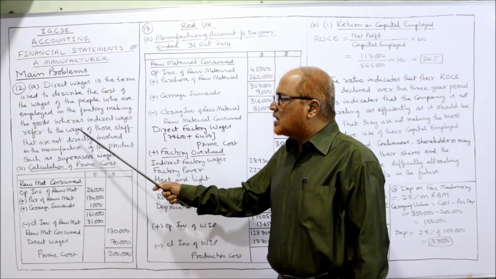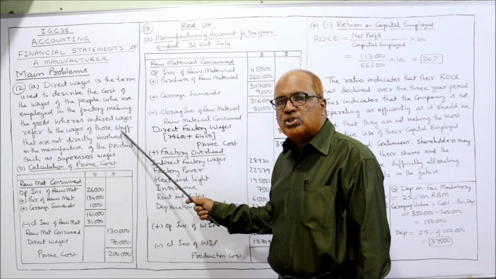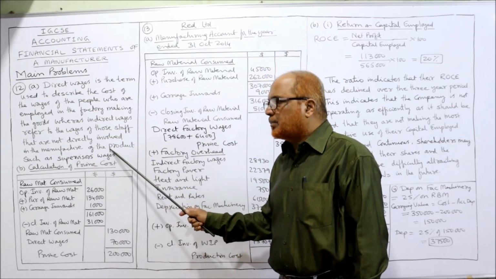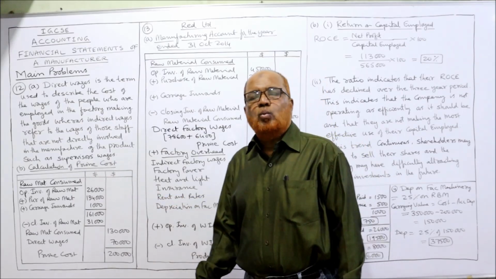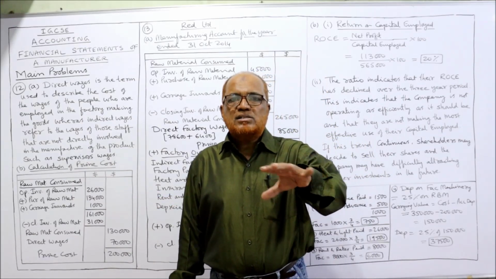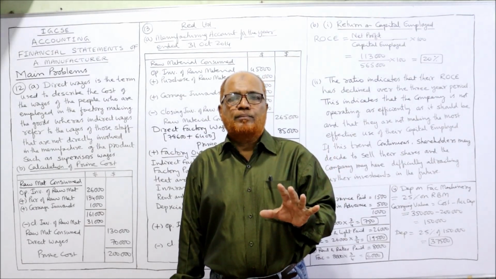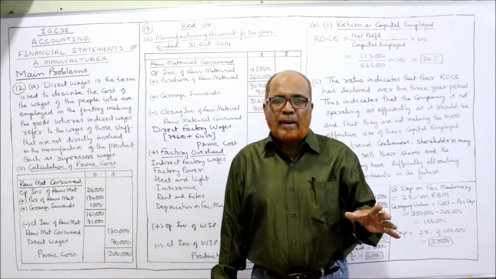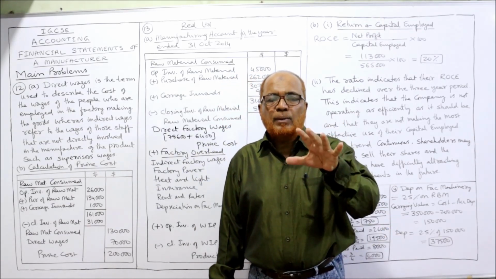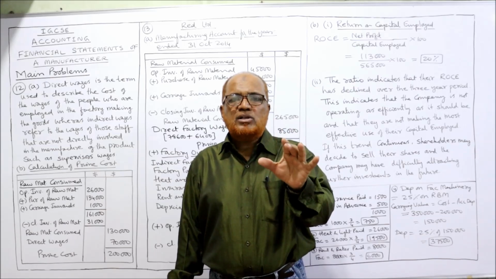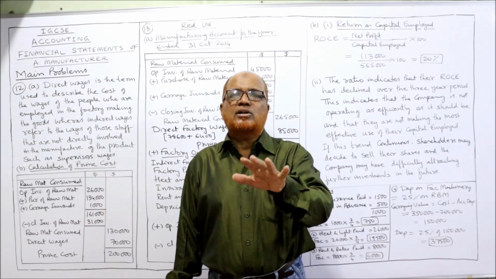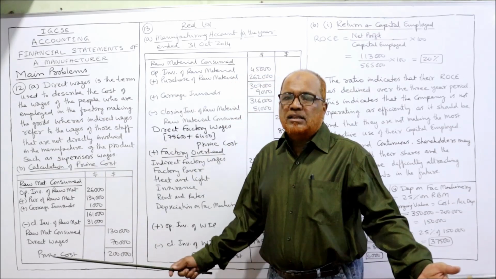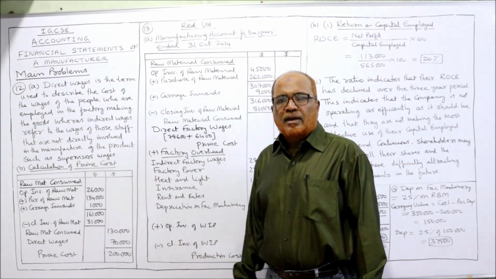Whereas indirect wages refer to the wages of those staff that are not directly involved in the manufacture of the product, such as supervisors' wages. The supervisors will supervise the whole production, not a particular product, but all the products. Similarly, the salary of the manager, the rent of the premises, these are the common expenditure which are incurred on all the products produced in the factory. That is called indirect wages. These are the differences between direct wages and indirect wages.